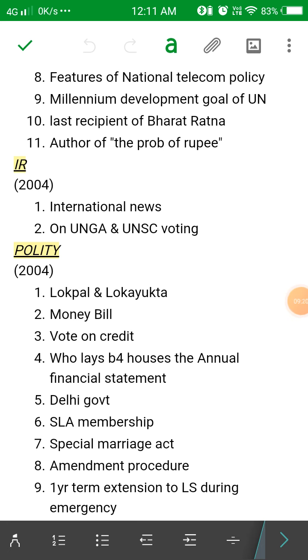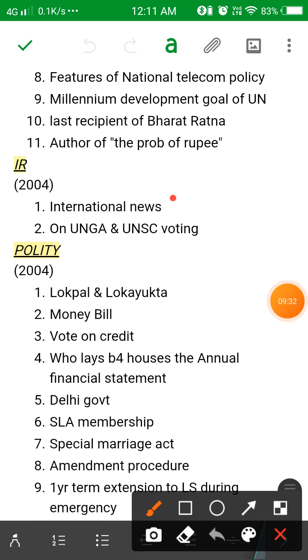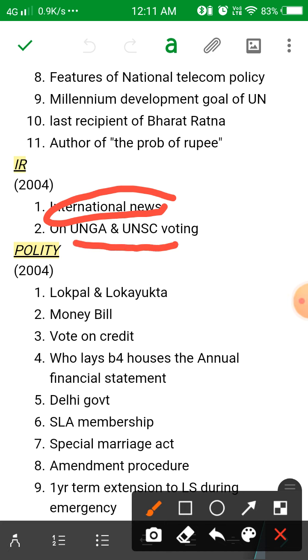Next, we have questions with respect to international relations in 2004. However, these were more static. That's why I've put them particularly in international relations. There was some international news on which we had a question, and then it asked about the voting rights in UN General Assembly and UNSC. In the later questions, there was nothing so typical or deep in the questions of international relations. It was mostly news related.